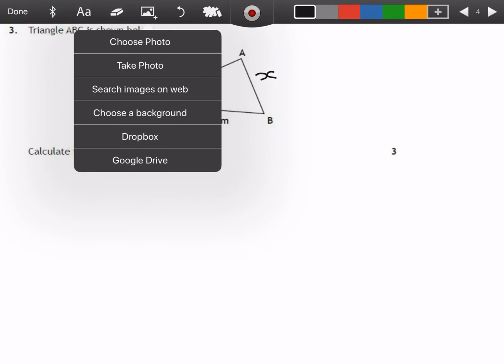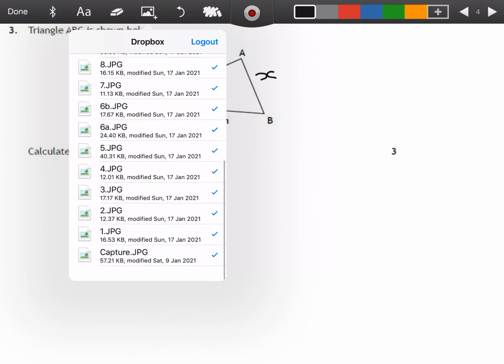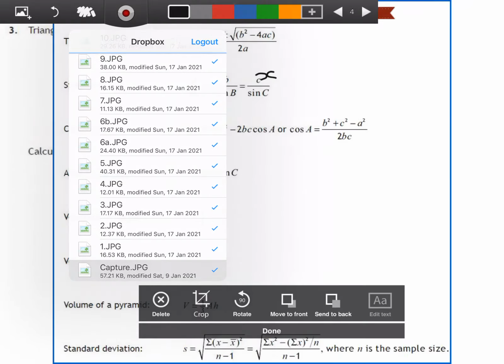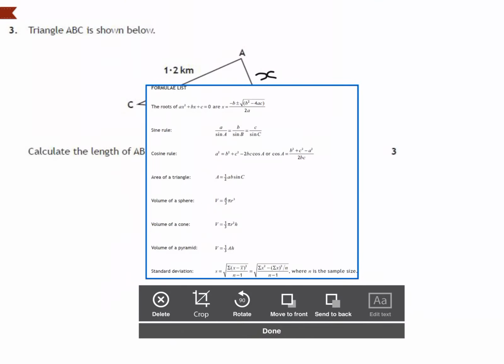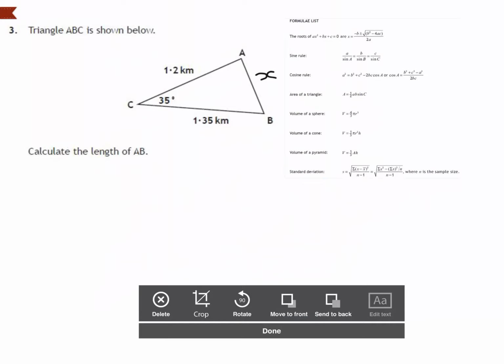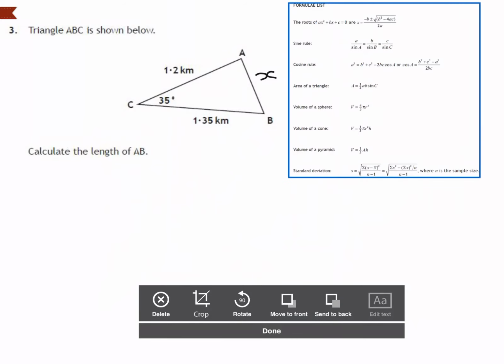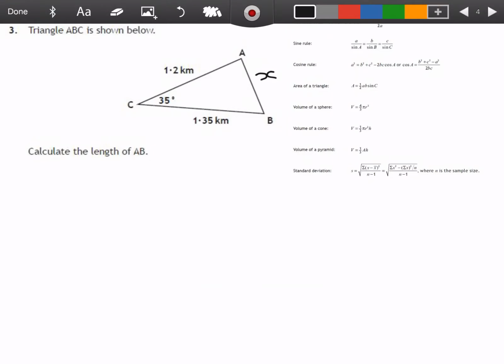Let me bring up our formulas. Sine rule, cosine rule. Here we are. Remember, this would be from your formula list. Okay, there we are. Now, what I always do is check: can we use the sine rule? We can only use the sine rule if we have an angle and a side across from each other where we know both values.